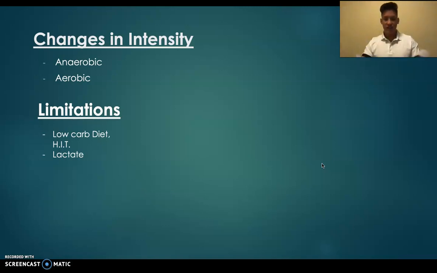Some limitations. Right here is my first one: the low carb diet by itself, or maybe with the high intensity training. If these are combined or by themselves, it makes glycerol become the main pyruvate and NADH provider, and that makes it hard on the Krebs cycle to keep turning.